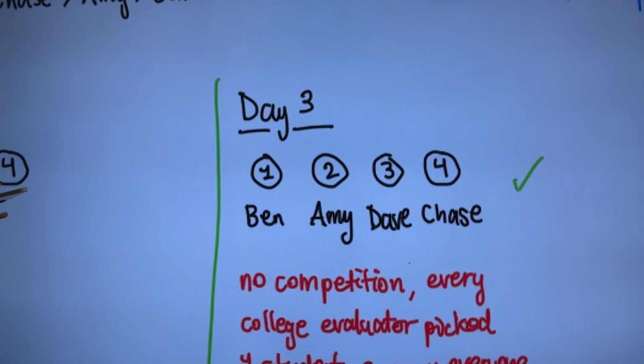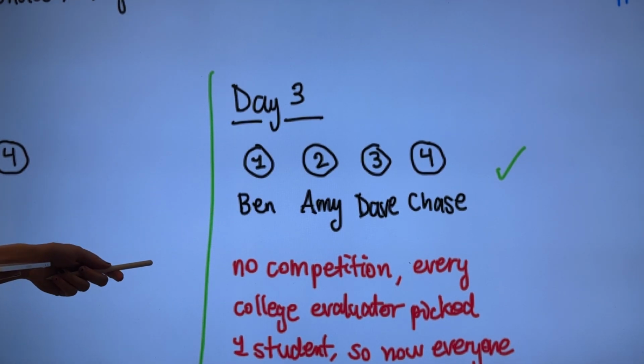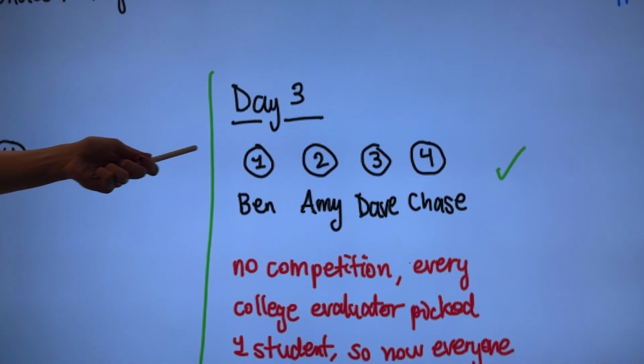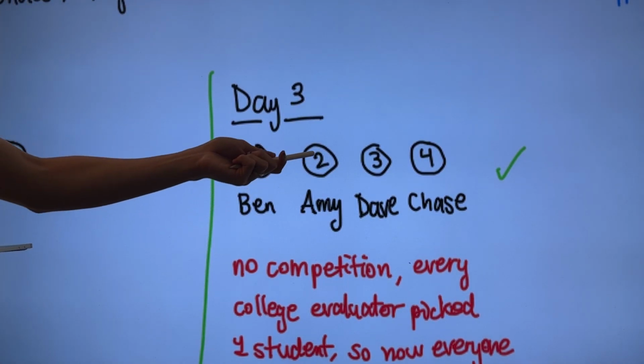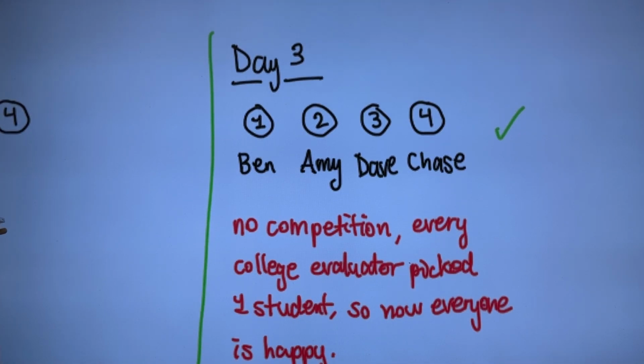Oh, looks like nobody's competing for spots anymore. Everyone has a college. So there's no competition here, right? We don't have multiple people in a college, so we don't have to do the whole rejection thing that we were doing for day 1 and day 2. Every college evaluator picked 1 student for each college. So now everyone is happy, right?